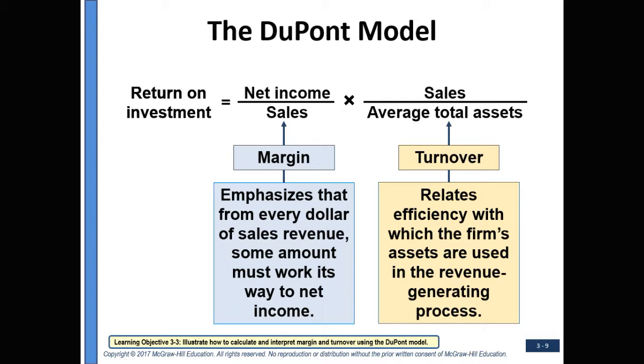Turnover is an efficiency. And with that, it relates to the efficiency in which a firm's assets are being used in the revenue generating process. Are they being used efficiently? And are they going to bring a dollar to the bottom line?